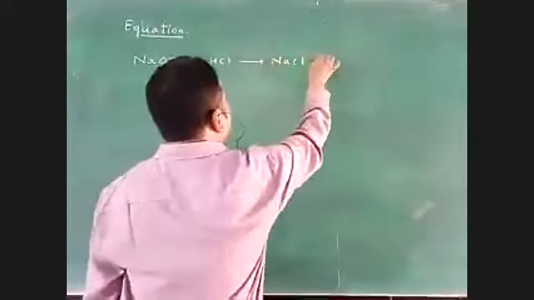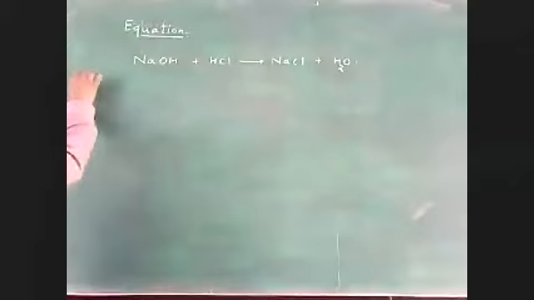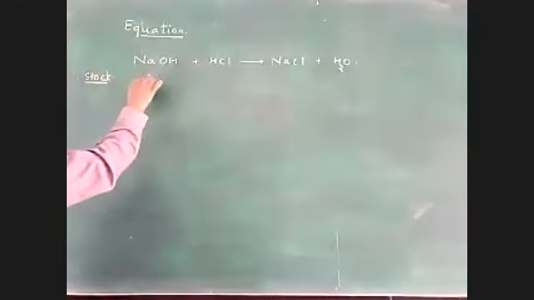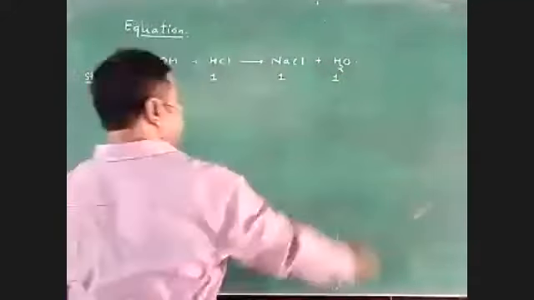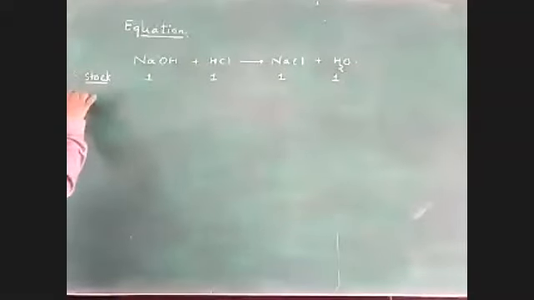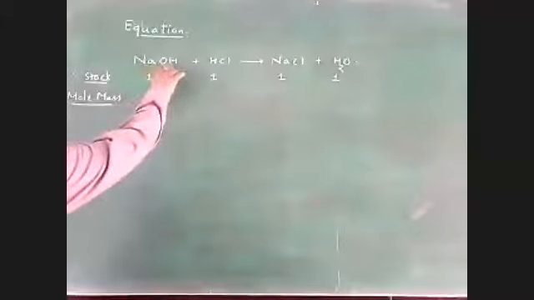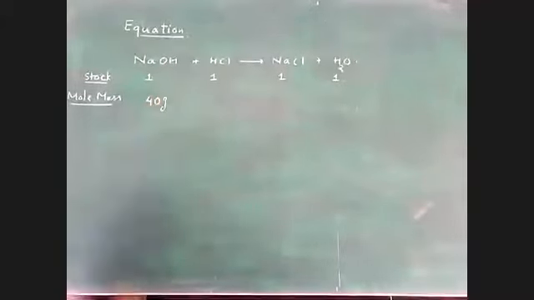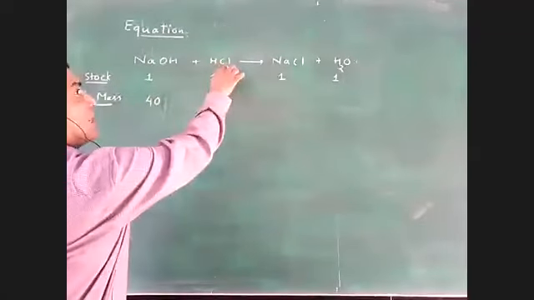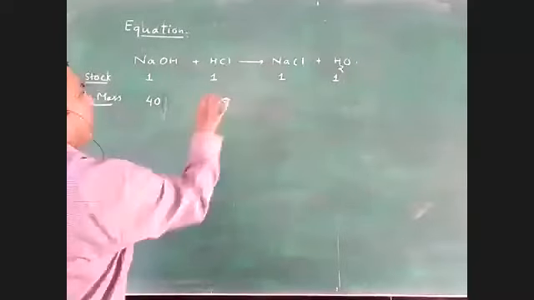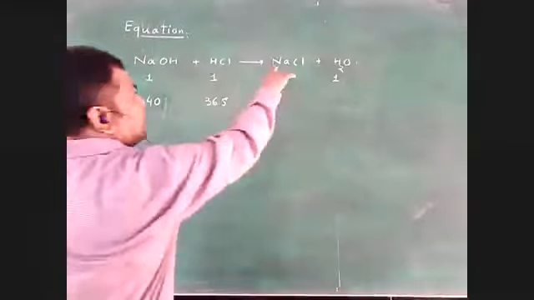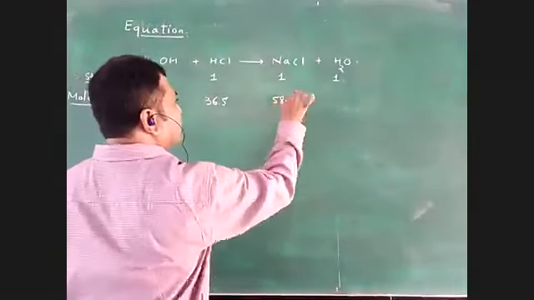So, the first reaction I am writing as usual: NaOH plus HCl giving NaCl plus H2O. First we will write the stoichiometry of each, which is 1, 1, 1, 1. Now I am going to write the molar mass or molecular mass. Sodium is 23, oxygen is 16, and hydrogen is 1, so NaOH is 40. For HCl, Cl is 35.5 and hydrogen 1, so 36.5. I am not going to write units. For NaCl, 23 plus 35.5 is 58.5, and here water is 18.